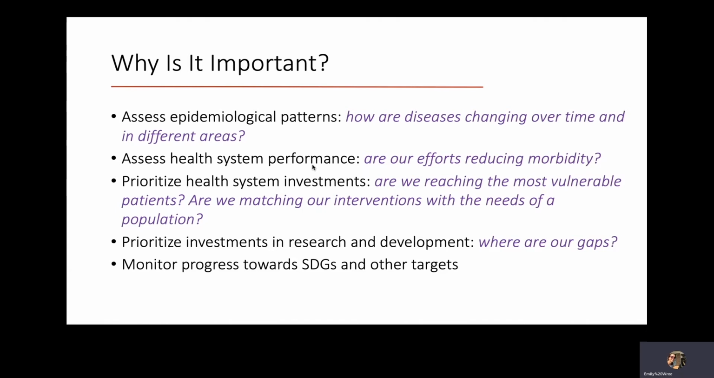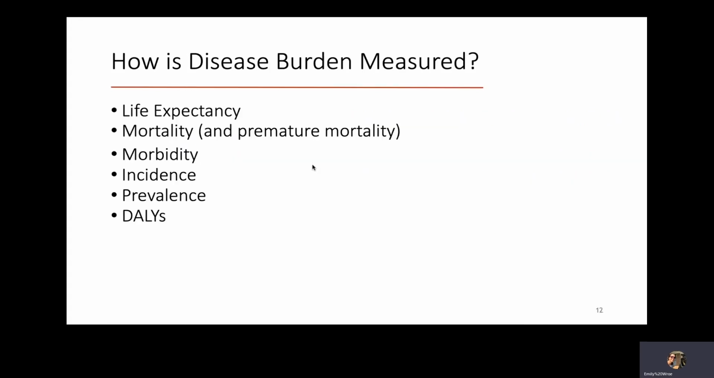We need to prioritize how we invest in health systems. Are we reaching our most vulnerable patients? Are we matching our interventions with what the population really needs? So it's important to be looking at this data in a very practical way in that sense. And then we use it to prioritize. So where do we need more data? Where do we need to invest more? Where do we need to develop health systems more? Where are our gaps? And then it helps us monitor our progress toward our targets.